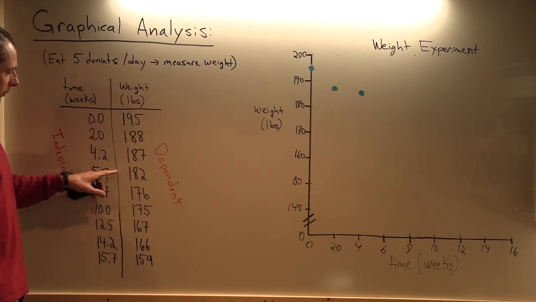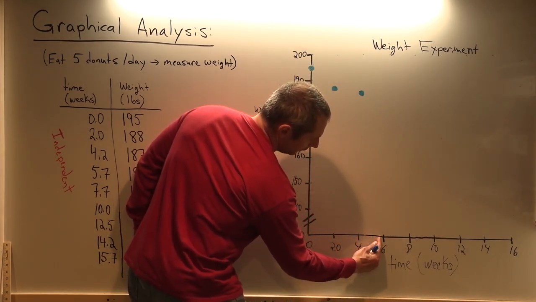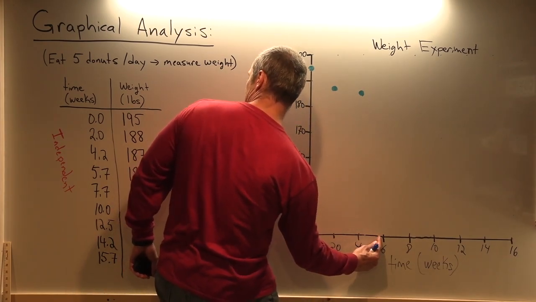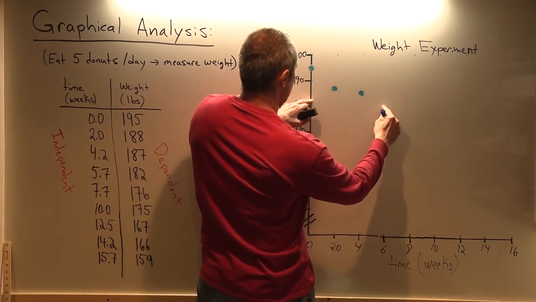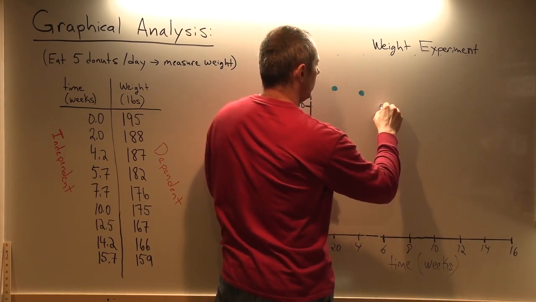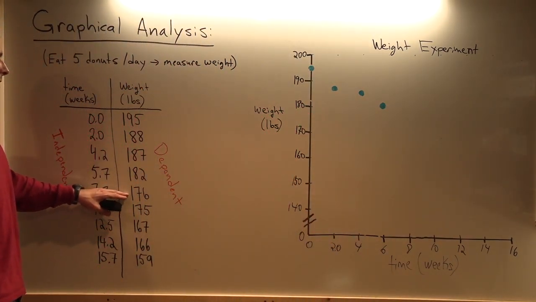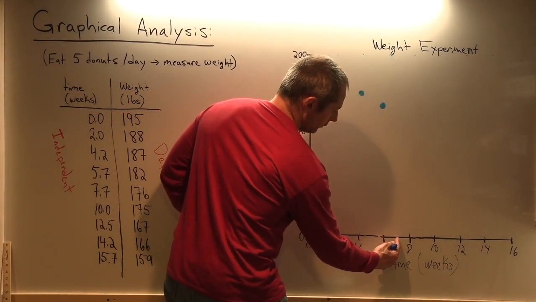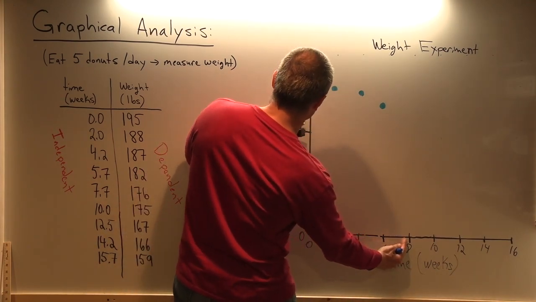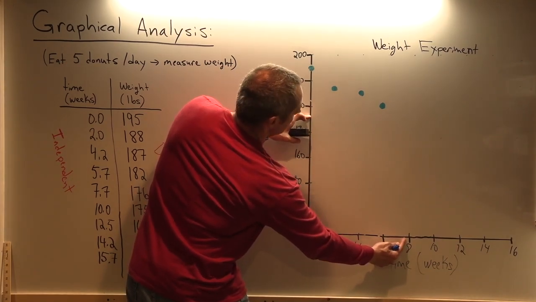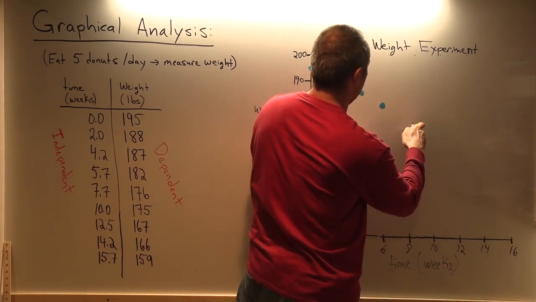And then 5.7 weeks, 182. So here is 5. 5.7 will be kind of close to 6, right around there. And then 182, 180, maybe 182 is like that. So I go up and over, and there is my point right there. Okay. 7.7, 176. So here's 7, and then 7.7 would be right around there. And 176. 175 is right around there. 176 a little bit up. I go over and up and right around there.